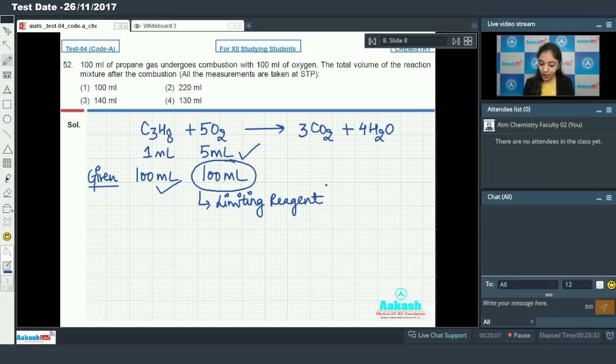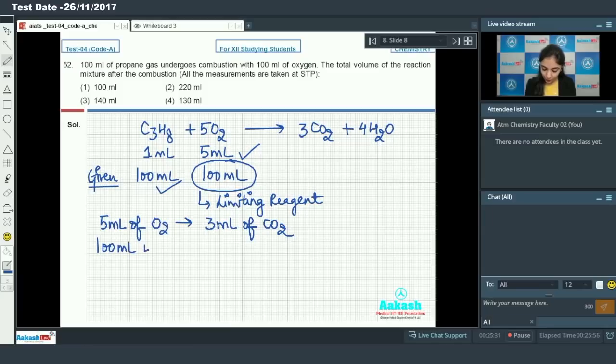So now you can calculate how much volume of CO2 is produced. From 5 ml of oxygen, 3 ml of carbon dioxide is produced. So from 100 ml of oxygen, how much volume of carbon dioxide will be produced? It will be 3 divided by 5 into 100. So it is equal to 60 ml.